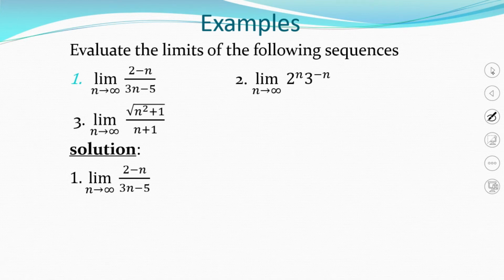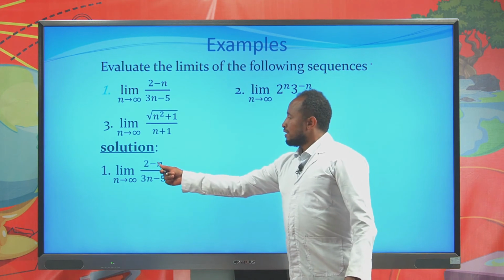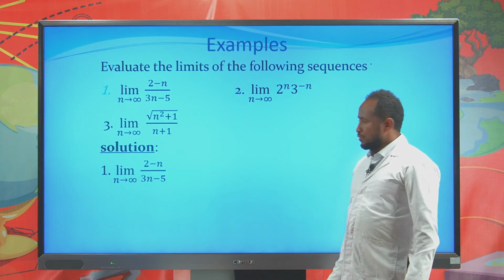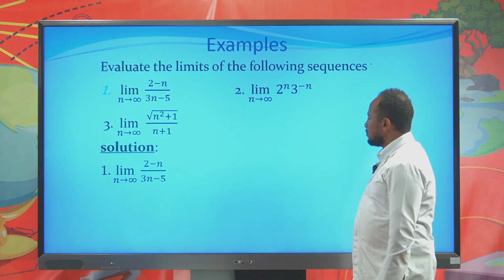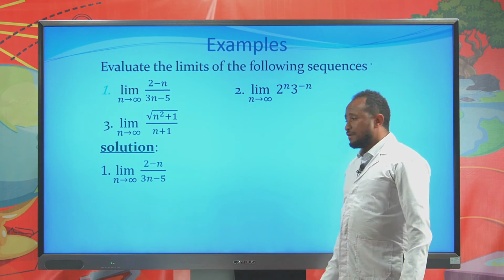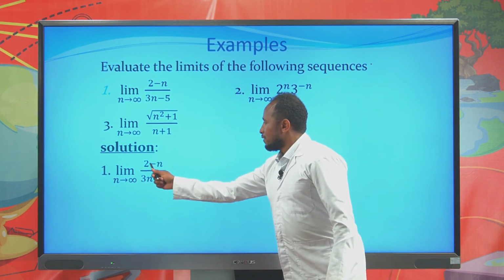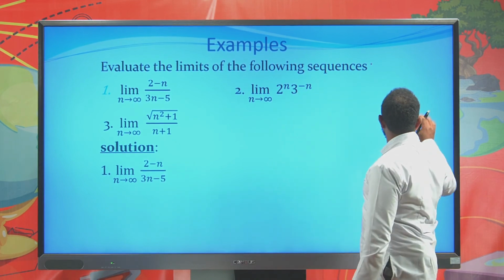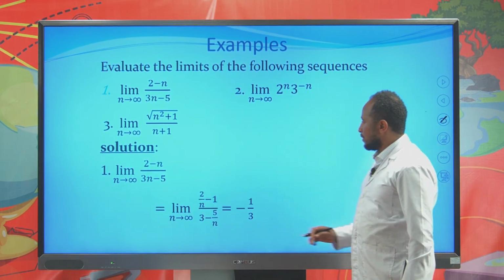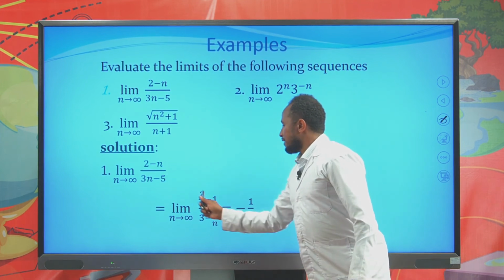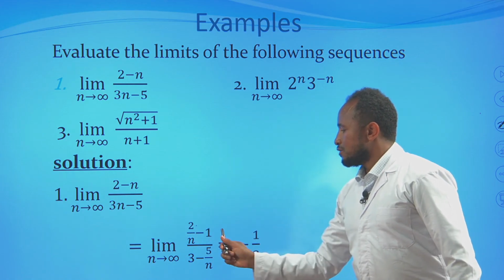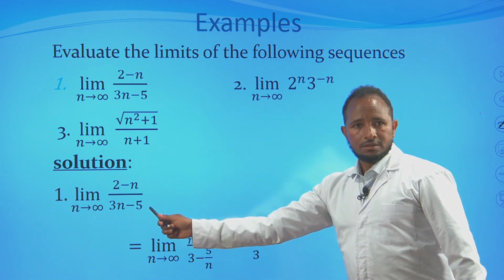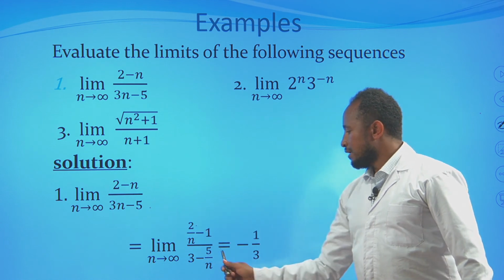Okay. Now let's try to evaluate limits of a sequence. Let's start from this one. The limit of (2 minus n) over (3n minus 5), where n goes to infinity. To evaluate this limit, first we need to divide both the numerator and denominator by n. So you will get this one. When you divide by n, this is 2 over n minus n over n, which is 1, over, when you divide this by n, 3 minus 5 over n.